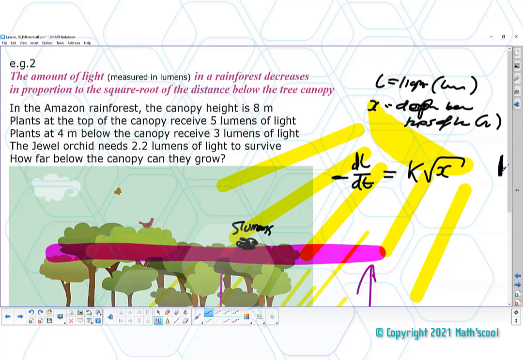Yes, it's nothing to do with time, this question. It's not to do with dusk. It's nothing to do with, oh, look, it's dusk and the light level is dropping. Oh, how is the plant going to survive? They survive nighttime. They don't have to do that. So, okay, so it's dL by dx.